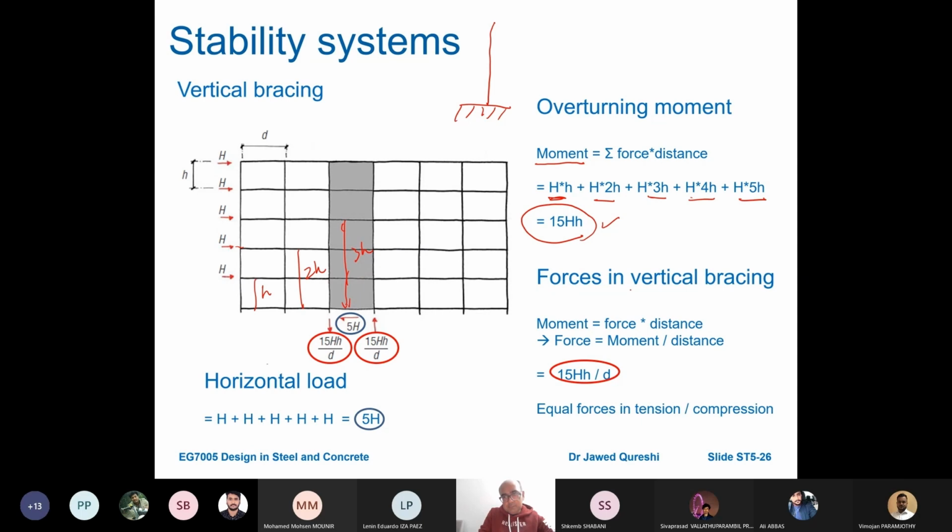So forces in vertical bracing: moment is equal to force times distance, and force is equal to moment over distance. Moment is 15 H times h, and the distance is d, which you can see over here. There will be equal forces. Now these are forces in vertical bracing, and forces will be equal in tension and compression. Now how much horizontal force do we have? The total horizontal force is 5H, which is the summation of these forces.